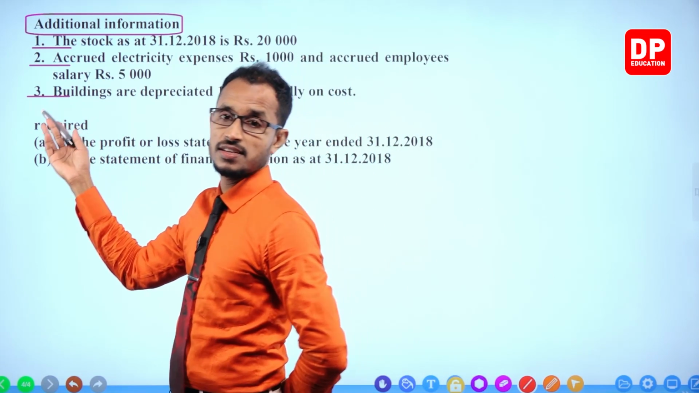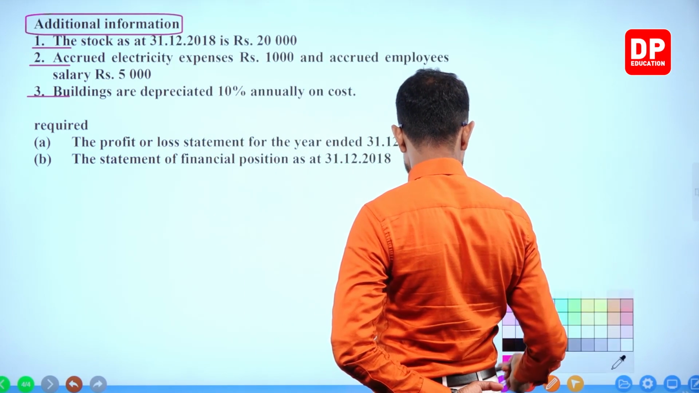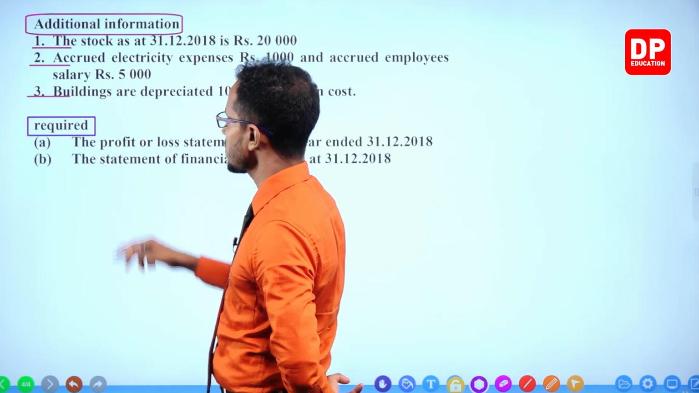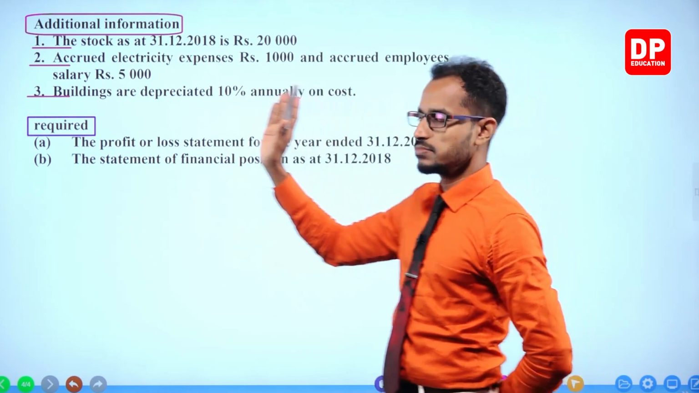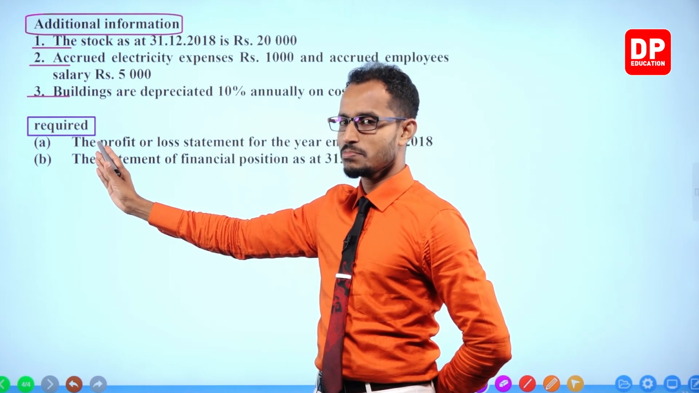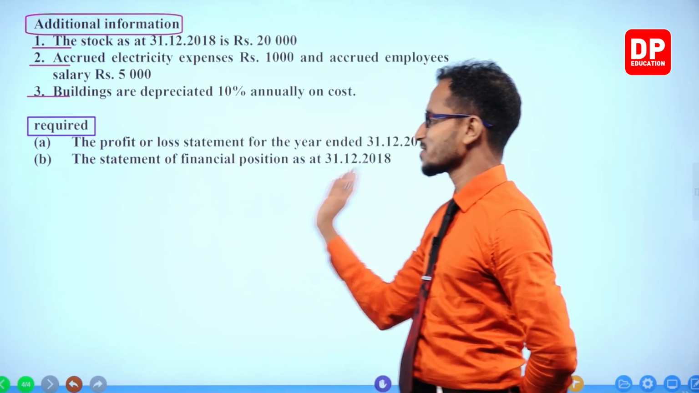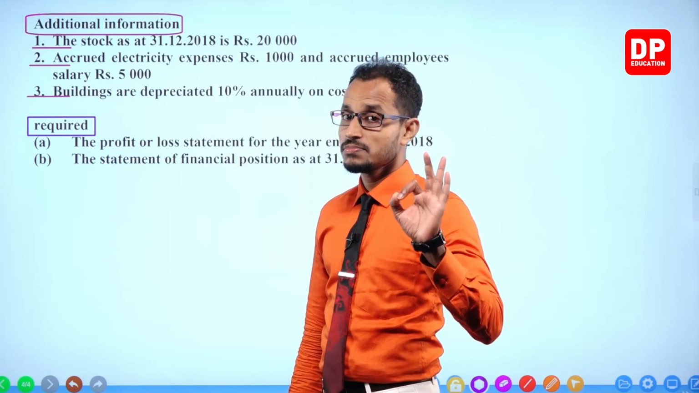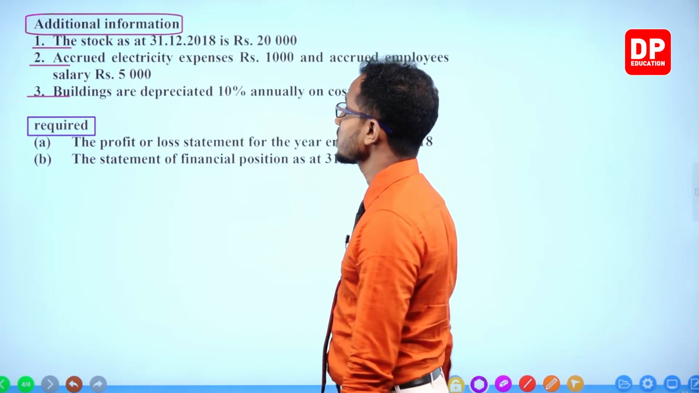Depreciation. What is required? Profit or loss statement for the year and statement of financial position. As we know, these are the financial statements. Guys, 8 marks, right?